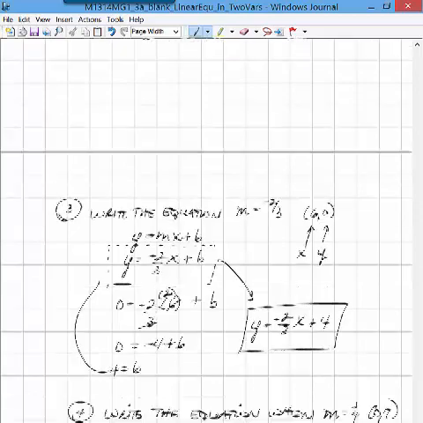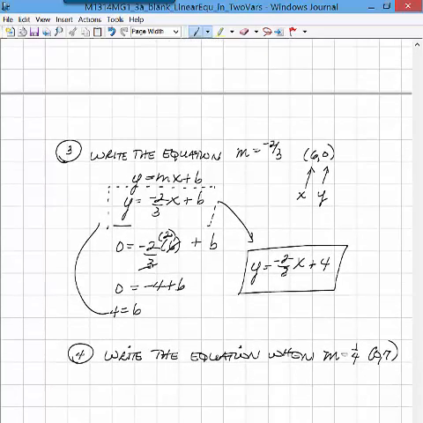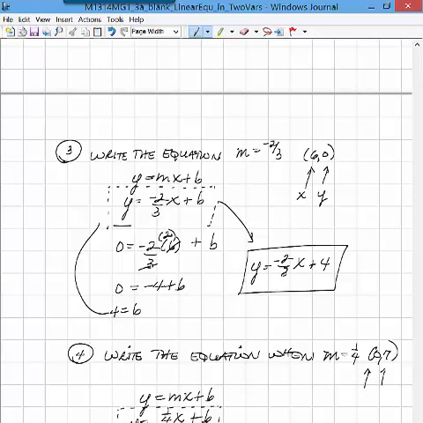All right, example 4. Write the equation when the slope is 1/4 and the point is (0, 7). y equals mx plus b, so y equals 1/4 x plus b. I just need to find the b. My slope was given to be 1/4. I need to find the value of b. So my x is 0 and my y is 7. So 7 equals 1/4 times 0 plus b. 7 equals 0 plus b, or b is 7. So my answer is y equals 1/4 x plus 7.